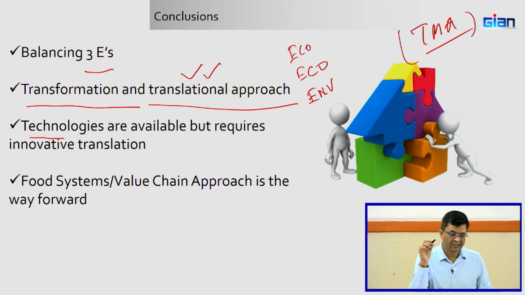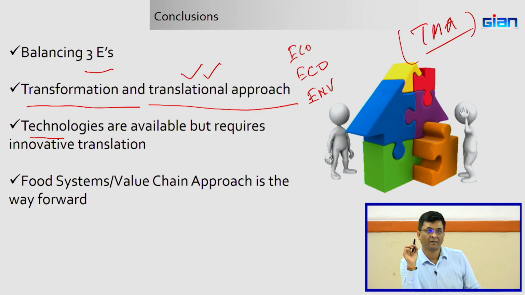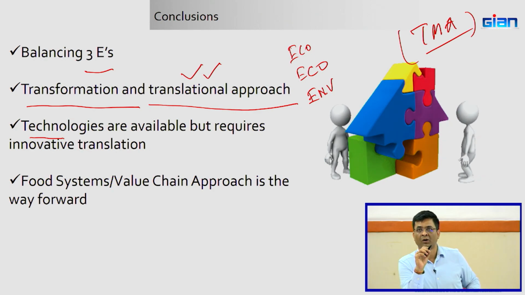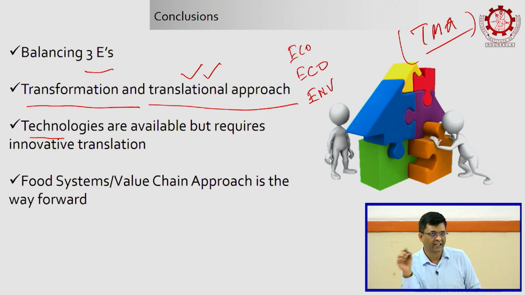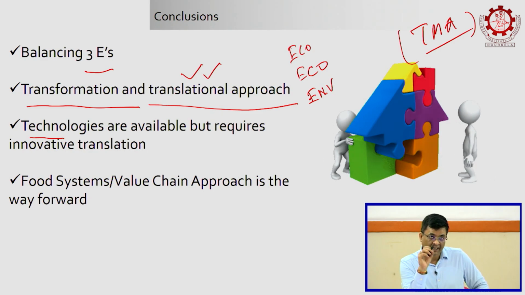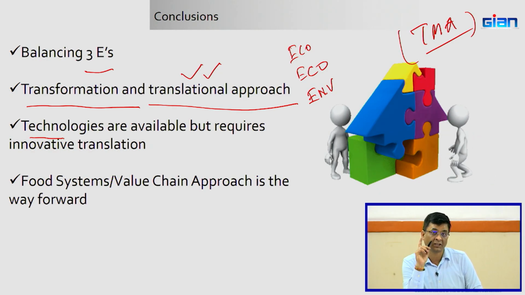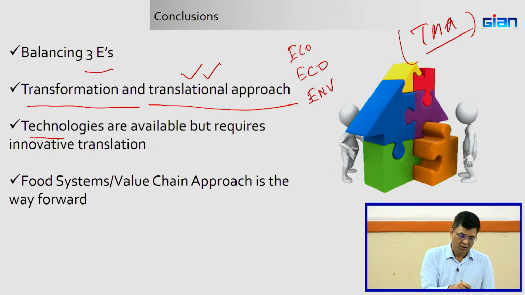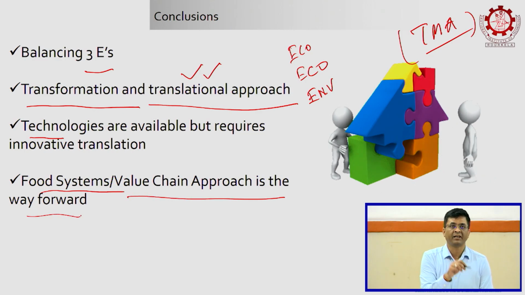Now, technologies are available, but we need innovative translation. It's not that we say, oh, I work on high pressure, use the high pressure technology, you can make a product. No, that's not the approach. Technology is there, but where to use it, when to use it, and how much to use it is very, very important. Another one is that the food system approach or value chain approach is the way forward.